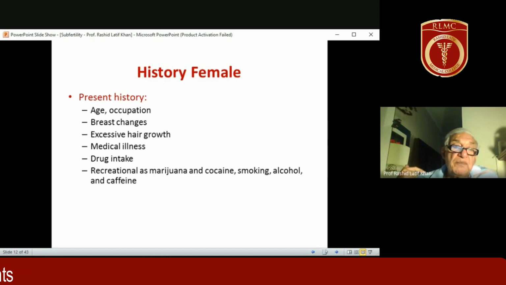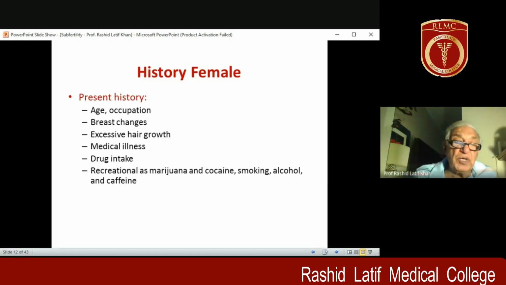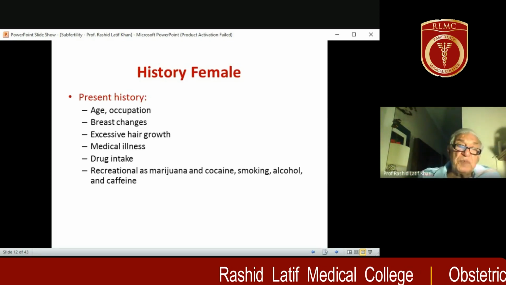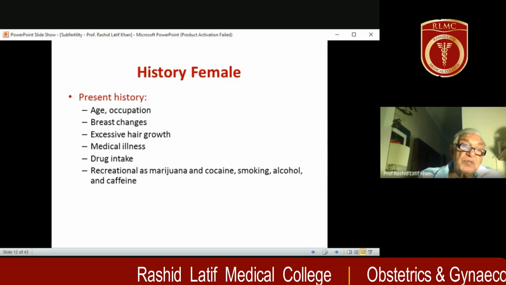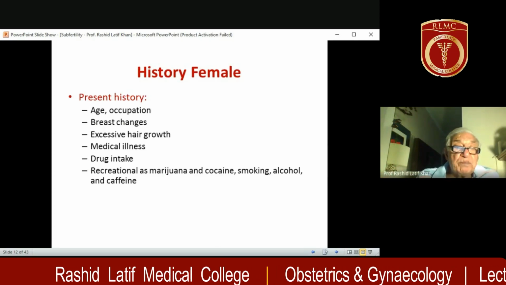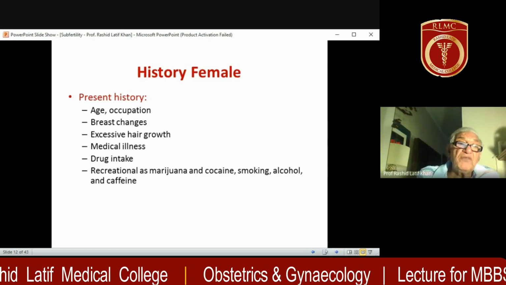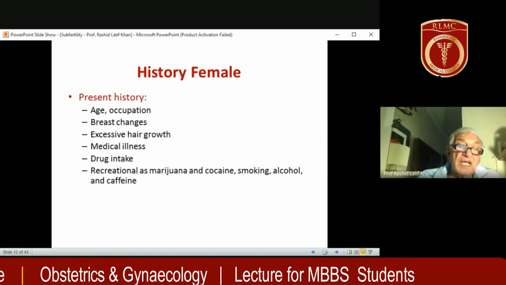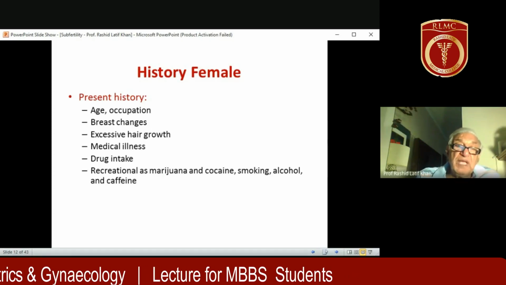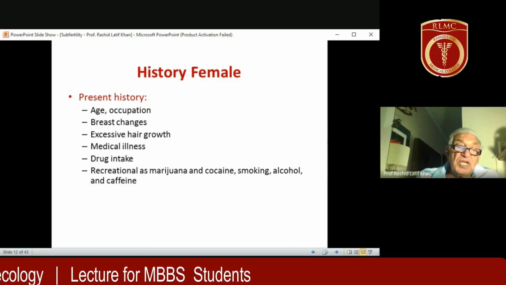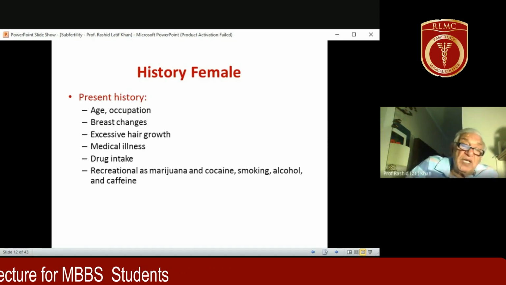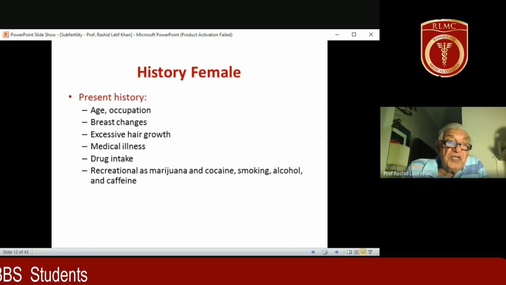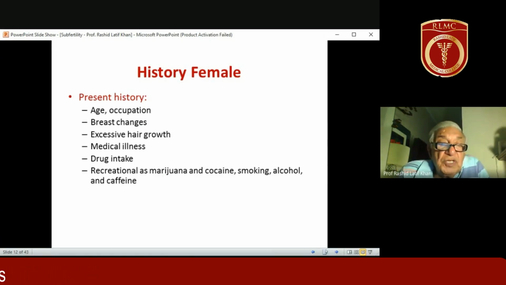Then breast development. If her breast development is normal, we presume her hormones are okay. And similarly, excessive growth of hair on the body, which is called hirsutism, if it is present, it is one of the symptoms or signs of polycystic ovaries, and in them infrequent ovulation takes place. Similarly, excessive weight, if her BMI is over 25, then ovulation chances are less. If she suffers from any other medical illness, hypertension, diabetes, thyroid diseases, again, their ovulation is infrequent.